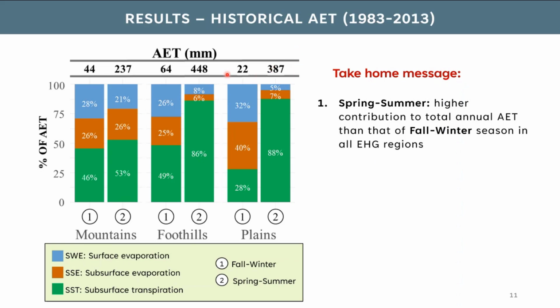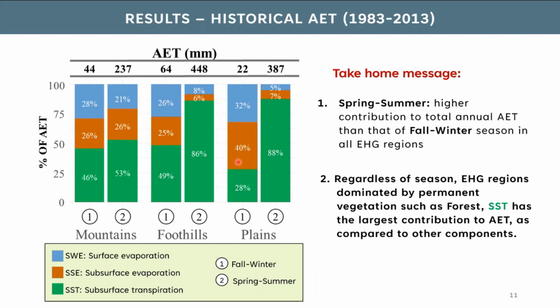So the take-home message here is that across all ecohydrological regions, spring and summer season, that is number 2, has the highest contribution to the total annual actual evapotranspiration than fall and winter season. In addition, regardless of the season, ecohydrological regions dominated by permanent vegetation, like for instance, forests, that is the case of the foothills and mountains, subsurface transpiration is the largest contribution of the actual evapotranspiration compared with the other components in both seasons, basically.